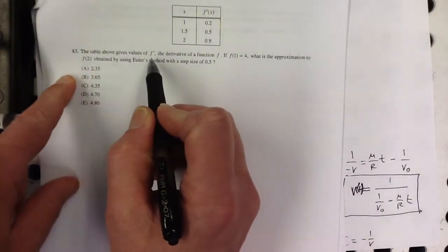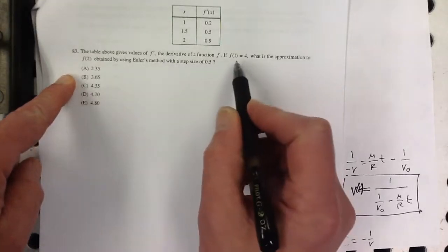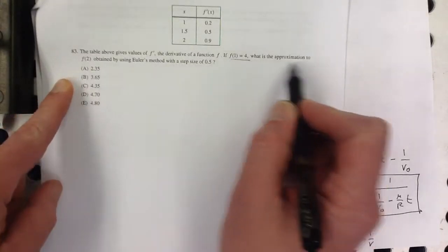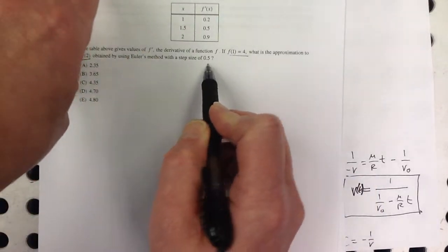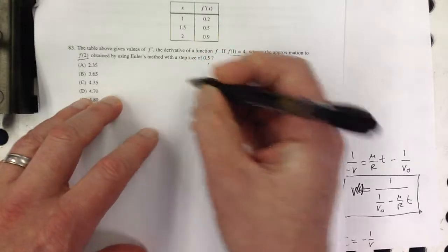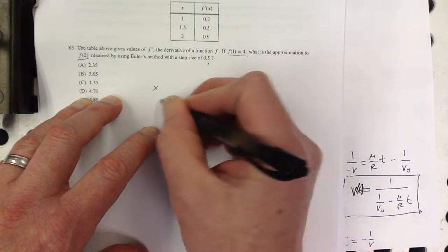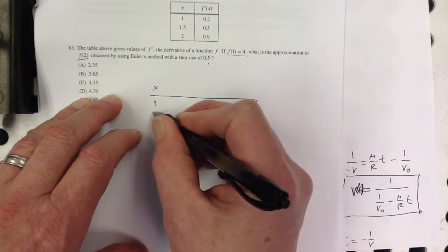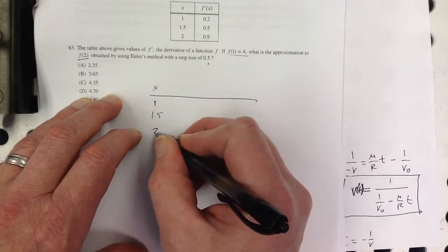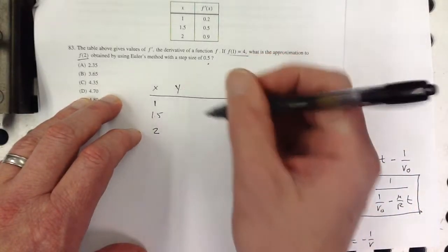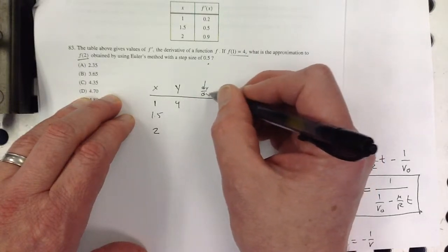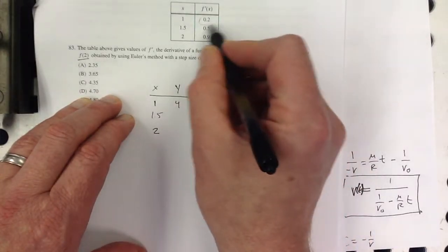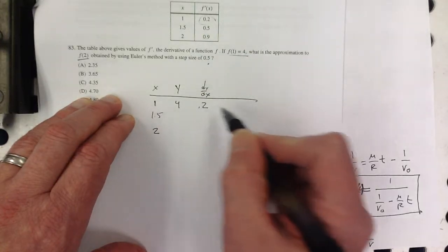83. Table above gives values of f prime, and if f of 1 equals 4, what's the approximation to f of 2 obtained by using Euler's method with step size of 0.5? Okay, so I'm going to go from my x values, I'm going to go 1, 1.5, and 2. My y value I'm starting at 4. The slope, dy dx, here it's 0.2.